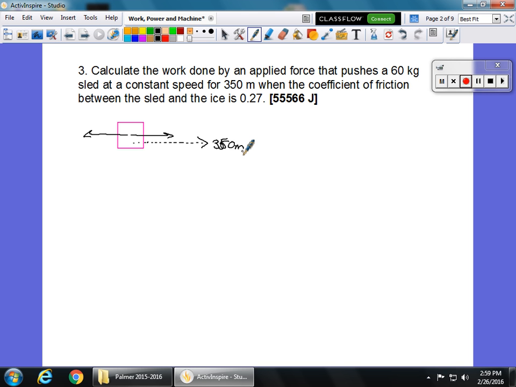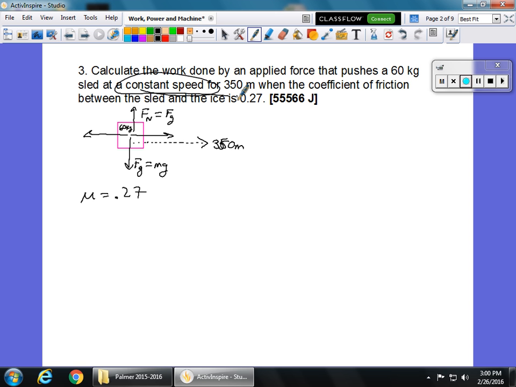We know the mass, 60 kilograms. I'm going to write that in there. We're pulling it horizontally, so we've got a weight down. You know that's mg, and that's going to be equal to our normal force up, which is equal and opposite. Our weight, so Fn, we know that's equal and opposite to Fg when we go to calculate it. And it's giving us a coefficient of friction. It's telling us that mu is 0.27.